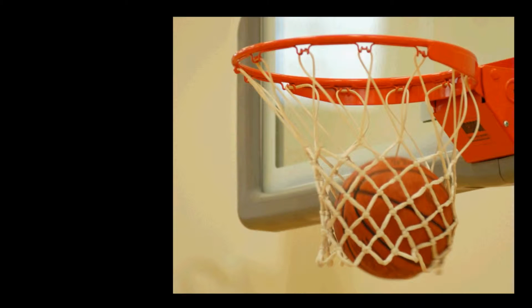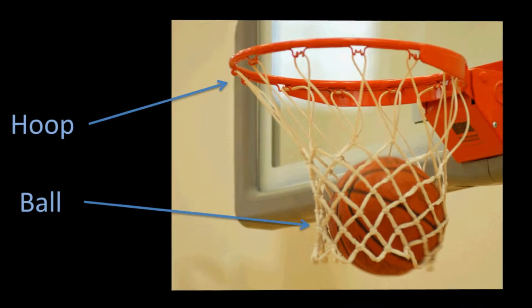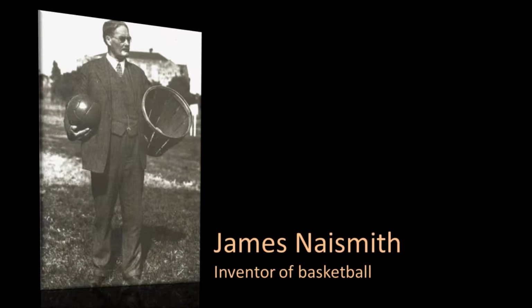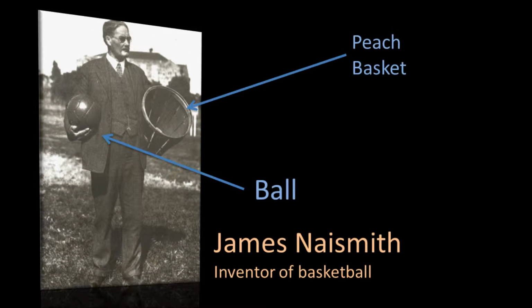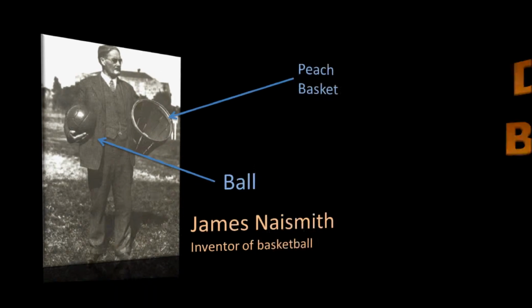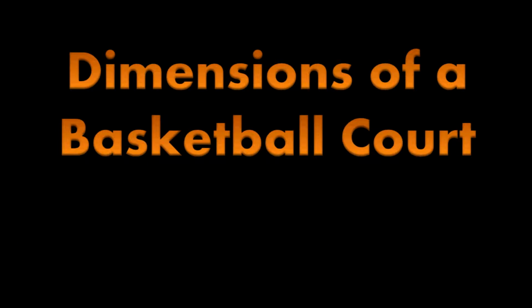There are two main items that you need to play a game of basketball, and they are a hoop and a ball. Or if you're old school, a ball and a peach basket like they used to use back in the day. But sooner or later, as you become more competitive and games get more organized, you will encounter a basketball court. So let's look at how a basketball court is laid out, and more specifically its dimensions.